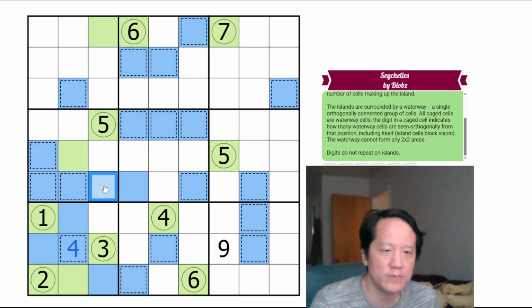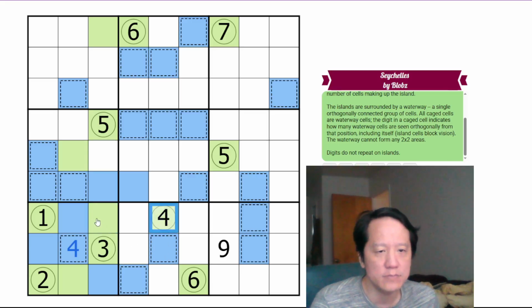So this must be at least 6 waterway cells that it sees. So these are water. This is a 2x2 area that has 3 water, so this cannot be water, it's land. This cannot orthogonally connect because then it would be an island with 2 circled cells. So this must be land here, which forces that to be water there. This water must orthogonally connect, so it must go that way. So must this, it must go that way.